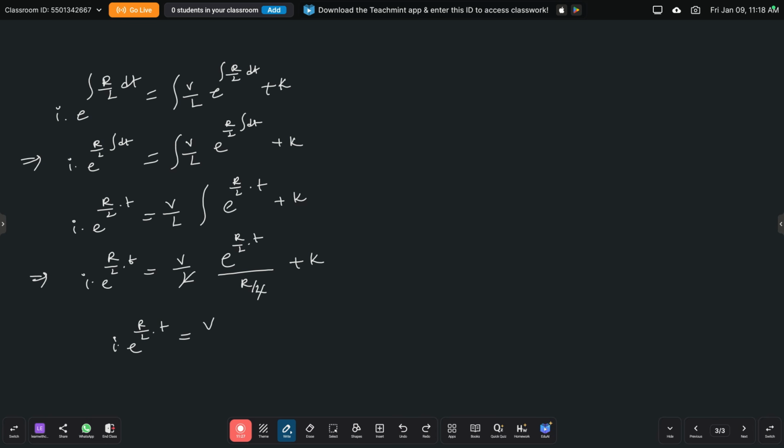So l cancels, and finally we get I into e power r by l into t is equal to v in the numerator and r in the denominator: v by r into e power r by l into t, plus constant k. So here we are getting this. Now divide the above equation by e power r by l into t on both sides.